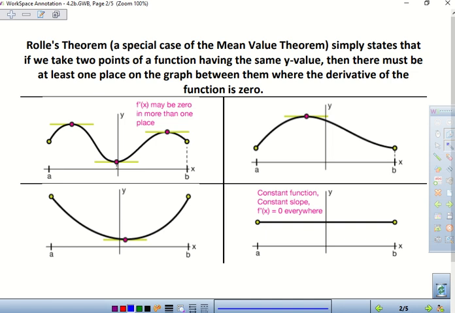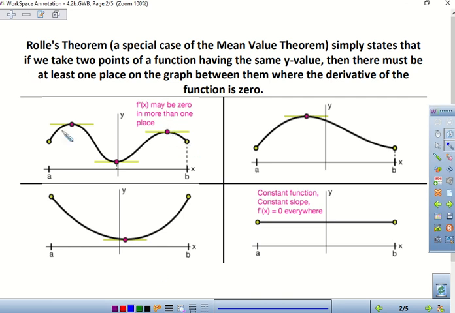Essentially, with mean value theorem of course, we know that if you take the slope of the two endpoints on an interval, there must be a tangent line between those two points where the slope is the same as the slope of the secant line between the two endpoints. That's what mean value theorem states. Rolle's theorem is more specific than that.